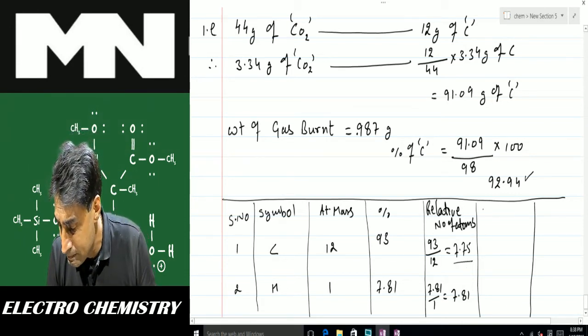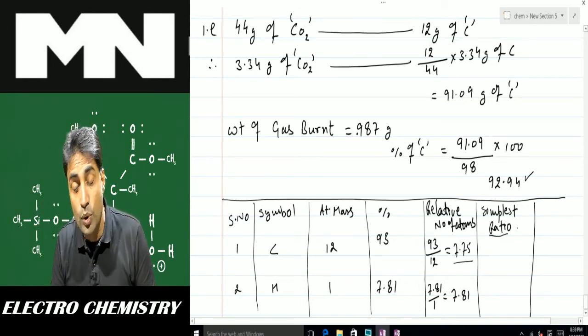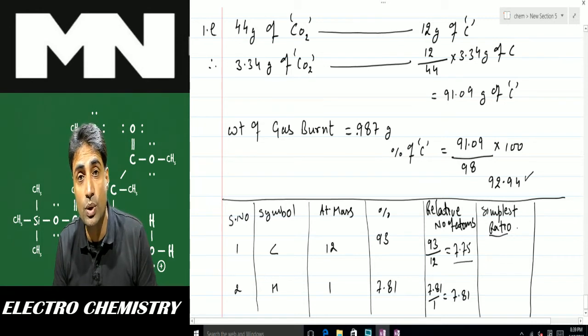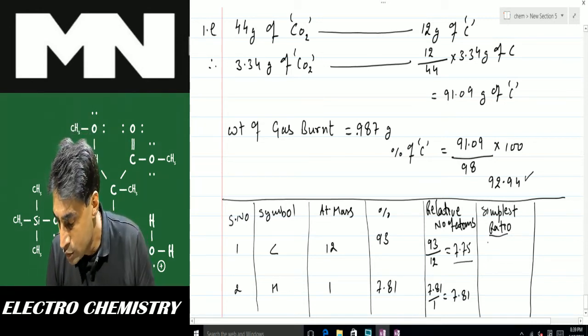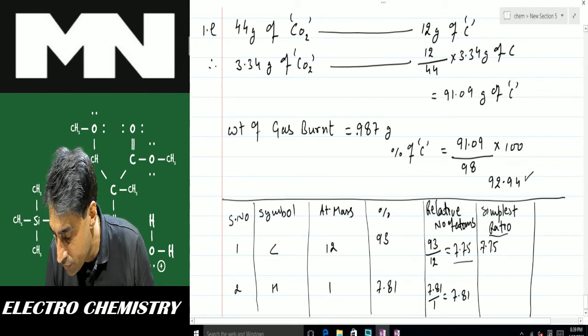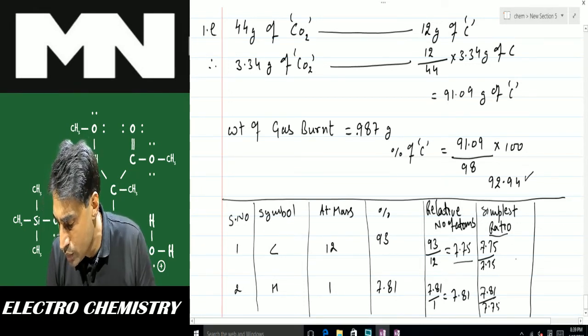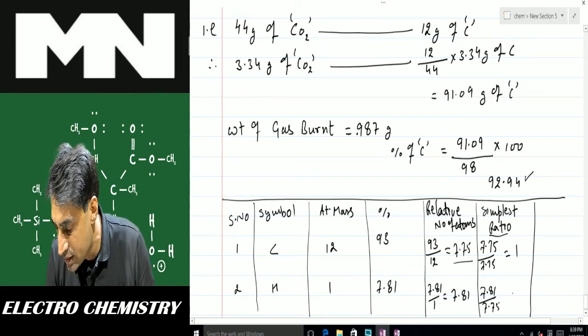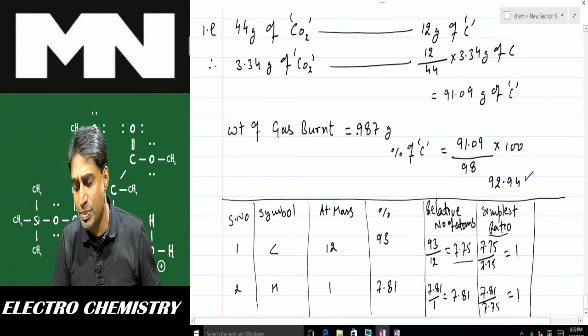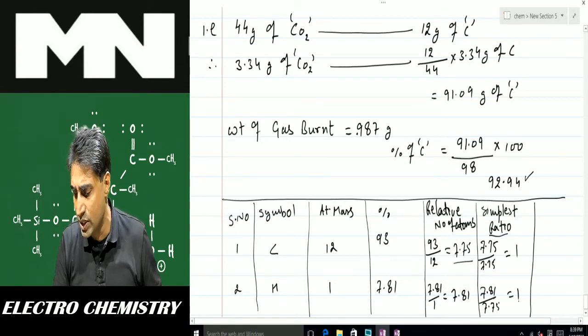So we'll get the simplest ratio. And in that I told you that you have to divide both the relative numbers of atoms by the one which is lesser in quantity. So I'll write 7.75 divided by 7.75. Here in this case, I'll write 7.81 divided by 7.75. In both of them, it is nearly equal to 1. So the simplest ratio is 1 and the simplest whole number ratio again is 1.